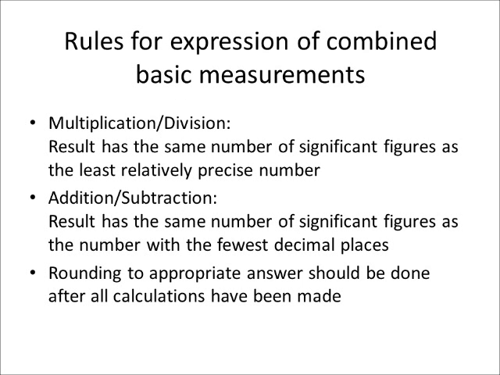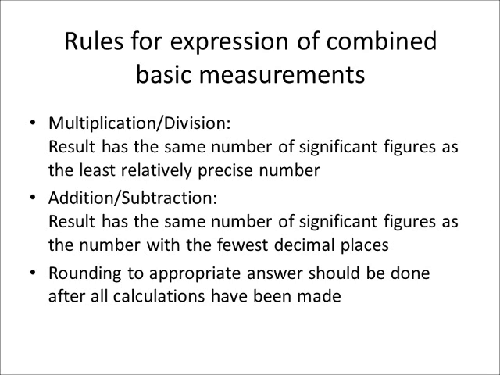Here are rules for expression of combined basic measurements. When we have multiplication and division, the result has the same number of significant figures as the least relatively precise number. So the least relatively precise number governs the amount of information that we include in significant figures from multiplication and division. In addition and subtraction, the result has the same number of significant figures as the number with the fewest decimal places.